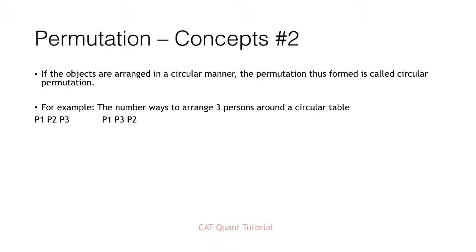Let's say there are 3 people, P1, P2, P3, and you need to arrange them around a circular table. Tell me how many ways you can come up with. If I go with rule 1, which we just talked about in our previous slides, it says that n people can be arranged, all of them, in n factorial ways. That is, if there are 3 people, I can arrange them in 3 factorial ways, that is 3 into 2, that is 6 ways.